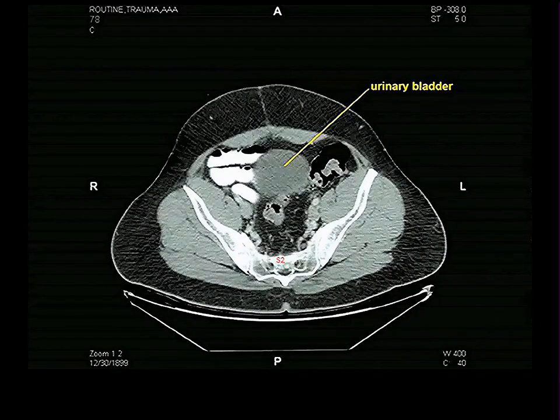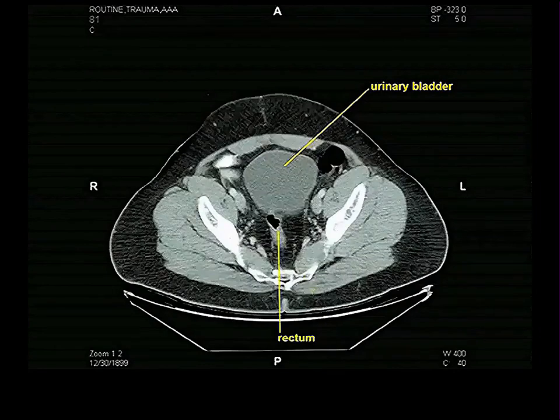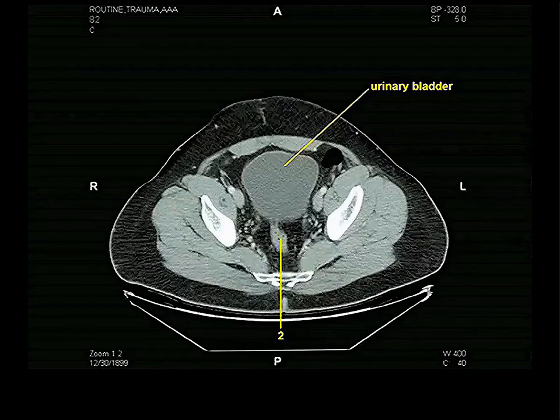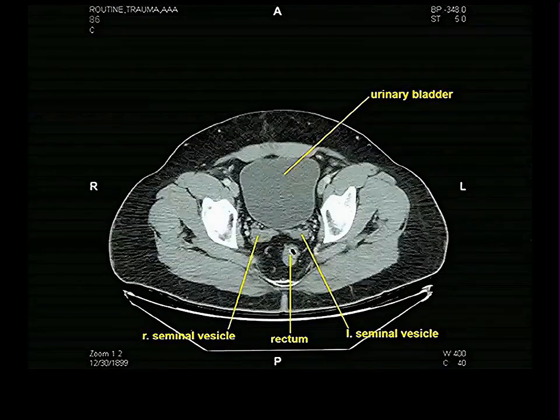But this man's bladder, he's got a lot of urine in it, so it's really expanded. Now I'm getting to where I might want to call that the rectum, and that the bladder. And if we continue to go down, rectum, bladder, eventually I expect to see something in between rectum and bladder. That would be the seminal vesicles and vas deferens. So if I keep on going down, I hope to see them.